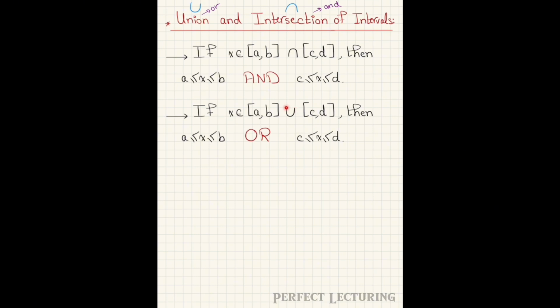However, if we have a union, this means either x is between A and B or x is between C and D. It has to satisfy at least one of both conditions. Now I use closed intervals here, but of course we can replace that by open interval, half open, the same thing works. Let us do some examples.